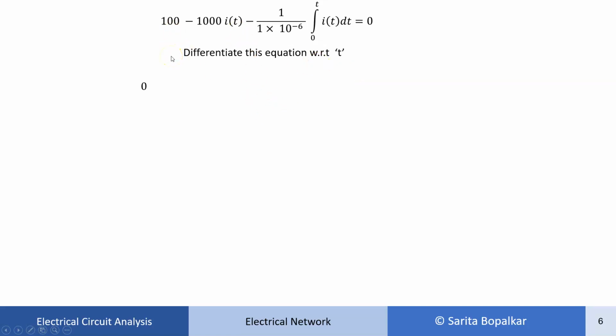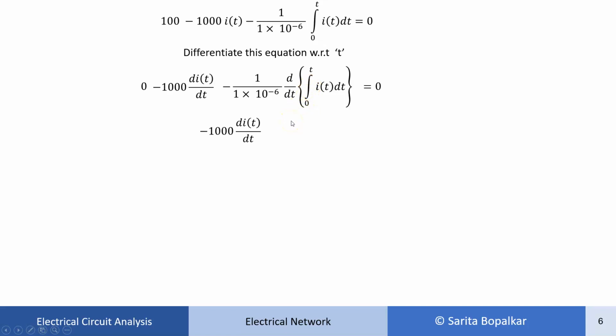Differentiation of constant 0 is 0. Differentiation of I of t gives minus 1000 di by dt, minus 1 by C I of t, and differentiation of the integration term: differentiation and integration are opposite operations, so they cancel each other. We get minus 1000 di by dt minus 1 by C I of t is equal to 0. Now we want to find this di by dt at t is equal to 0 plus, so put t is equal to 0 plus in this equation.